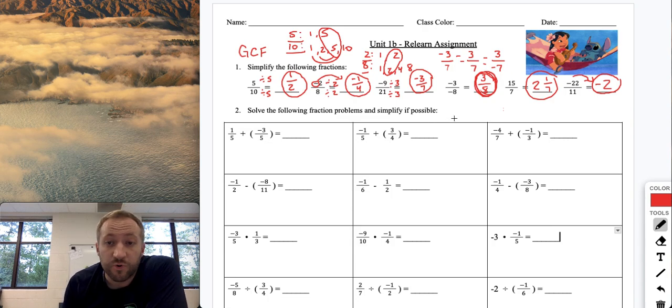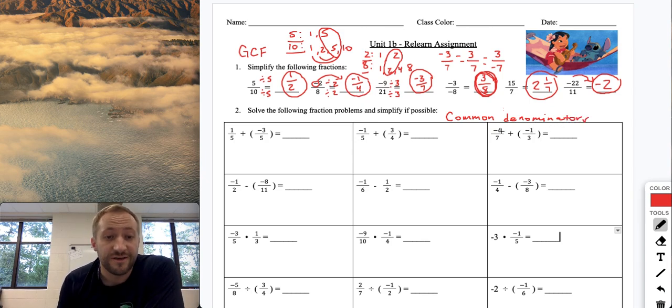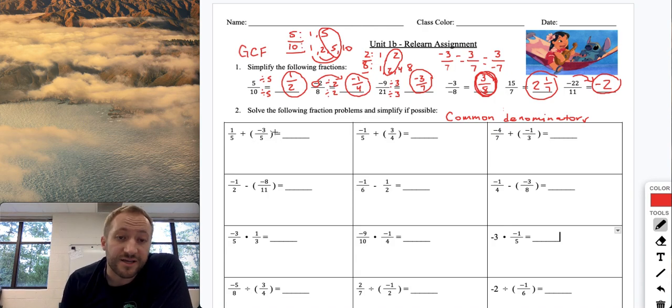Whenever we add, the most important thing is this. If I add fractions, I absolutely have to have common denominators. If the denominators are not the same, I can't add them. I got to make sure they're the same first. So look at this. 1/5 plus negative 3/5. Are the denominators the same? 5 and 5, yes. So I can go ahead and add them.